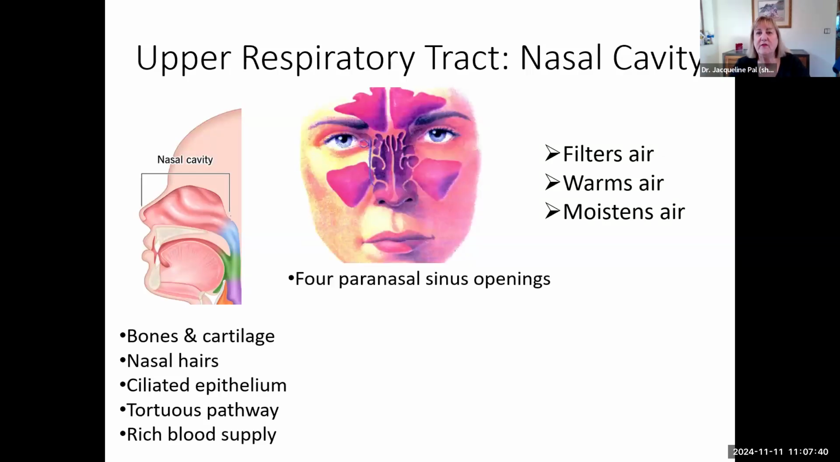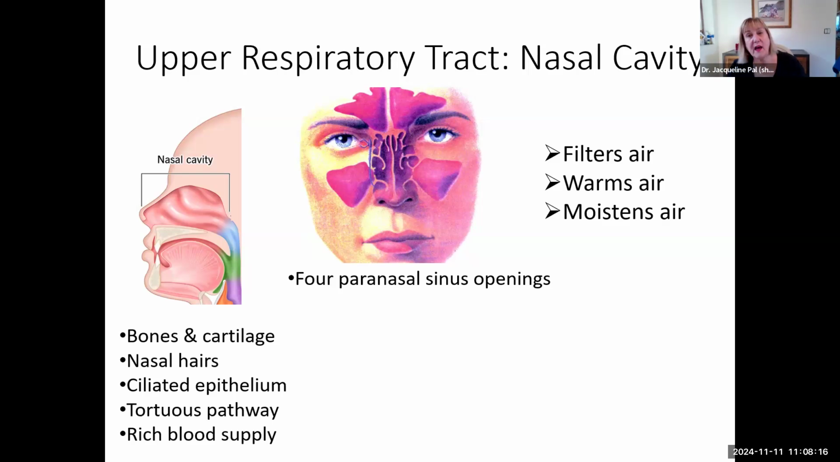In addition, we've got bones that have these spaces in them, like our maxilla and our frontal bone, and then two of our other skull bones, and they have openings from these spaces in the bone into our nasal cavities. So these spaces are called sinuses. They're next to our nasal cavities, so they're called paranasal sinuses. And so the air that goes into our nasal cavity goes into those sinuses as well.